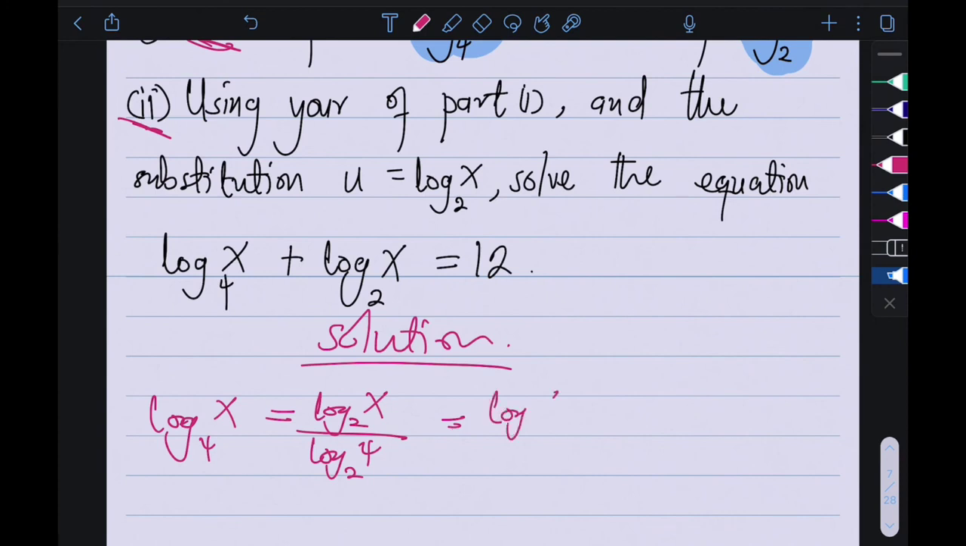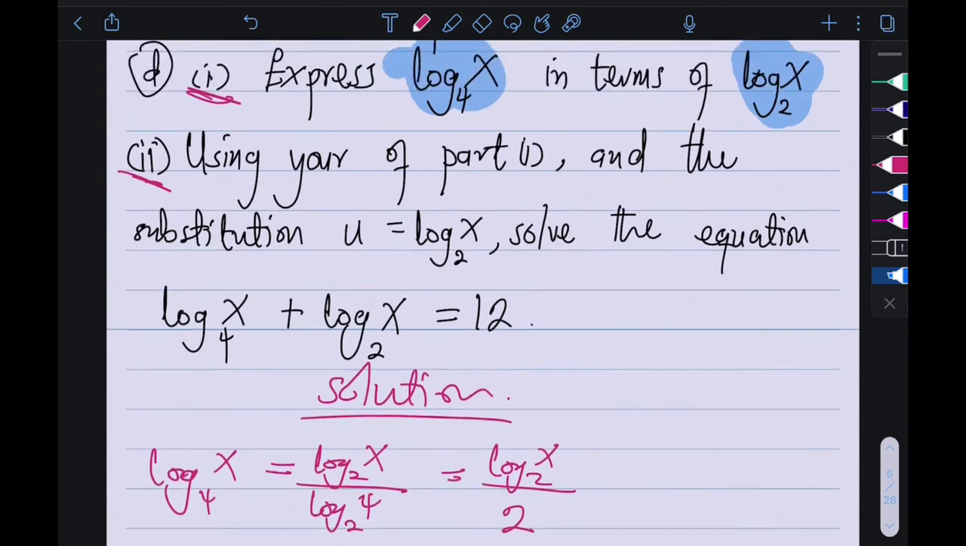Now we have log x base 2. Now log 4 base 2 is actually 2, right? So we have indeed expressed what they gave us in terms of log x base 2. Well, if we have been able to do this, it says using your answer in part I and the substitution this.